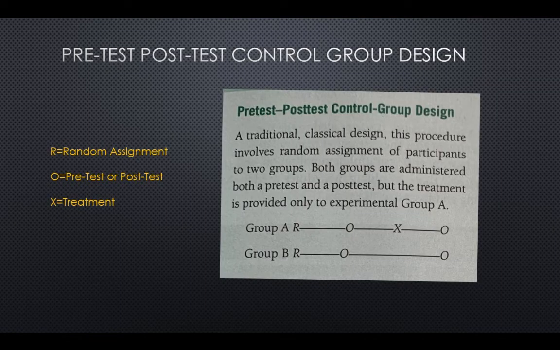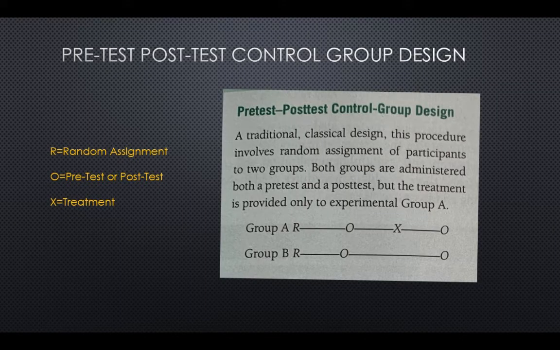Creswell states this is a traditional design that involves random assignment of participants in at least 2 groups. At least one of the groups receives the treatment or intervention, and the other one does not. A subcategory of experimental design is the pre-test, post-test control group design.